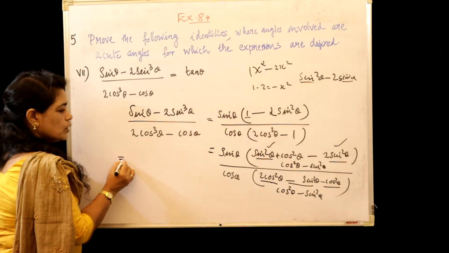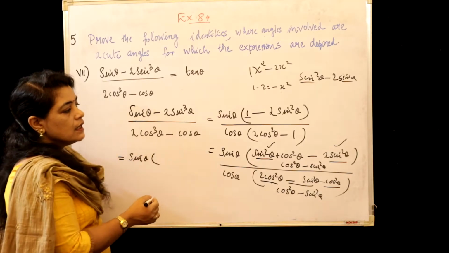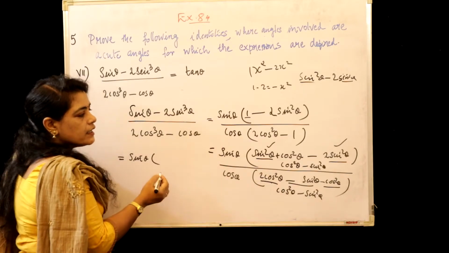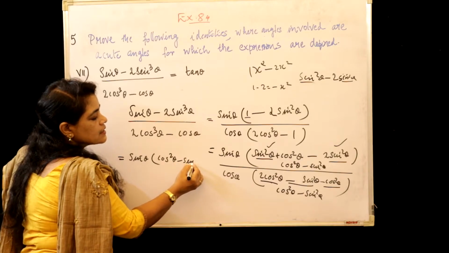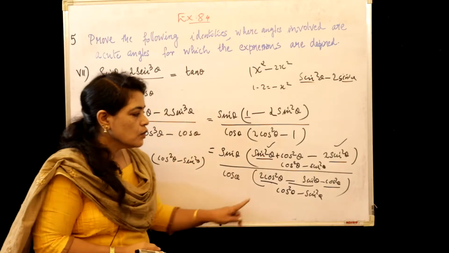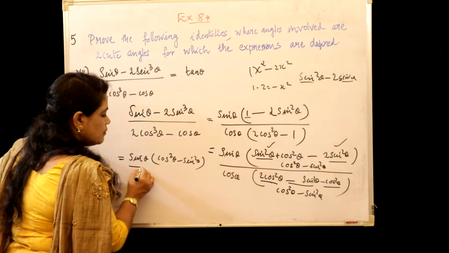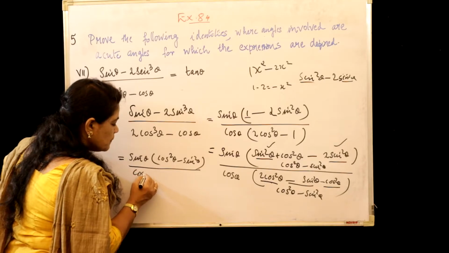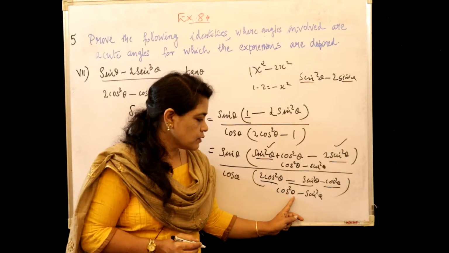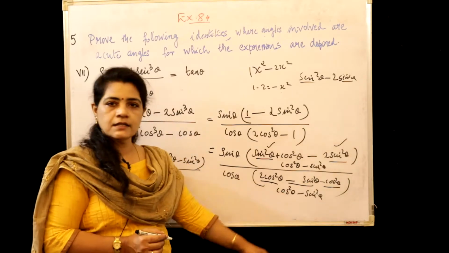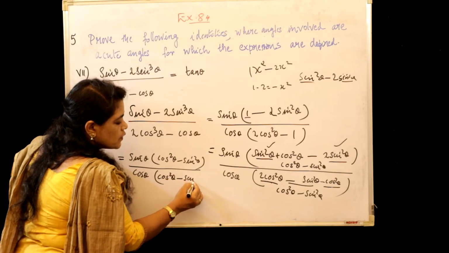Okay, so this is equal to sin theta into, in the second factor here the bracket reduced in the form cos square theta minus sin square theta. Clear children? Cos square theta minus sin square theta divided by here cos theta, and here also this 2 cos square theta minus cos square theta is cos square theta and minus sin square theta, cos square theta minus sin square theta.